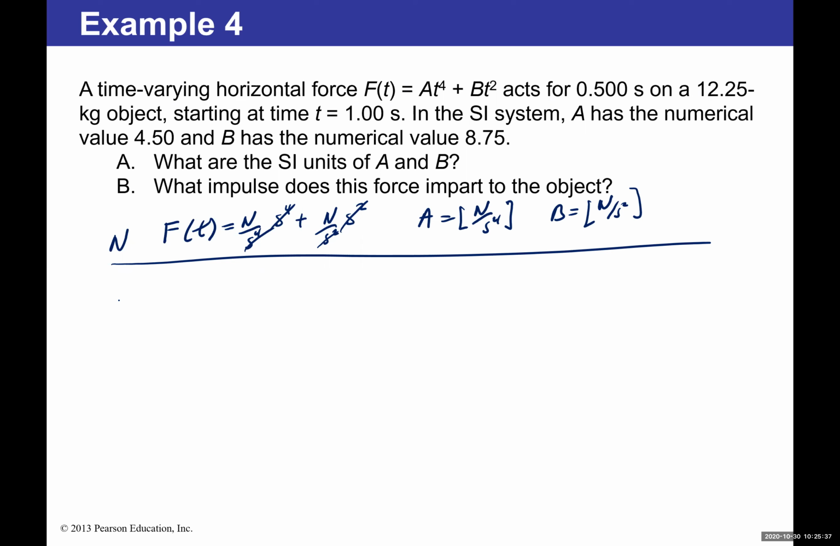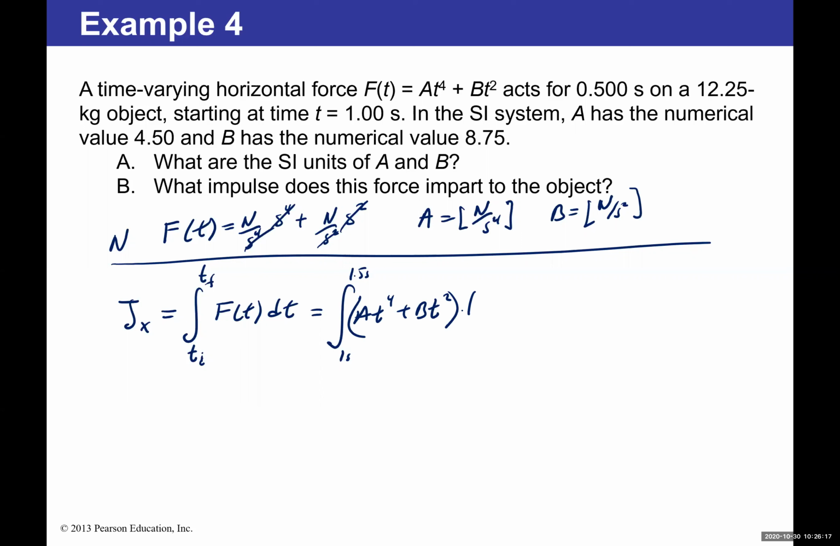Part B says, then what impulse does this force impart to the object? Well, we know that Jx, or just J, equals the integral of f of t dt, from t initial to t final. We started with t equals 1 second, and it says it acts for 0.5 seconds. That means go from 1 second to 1.5 seconds. And then I have the integral of a t to the 4 plus b t squared dt.